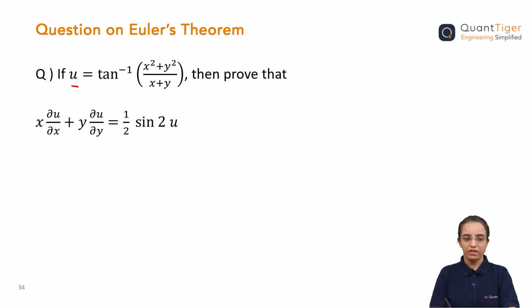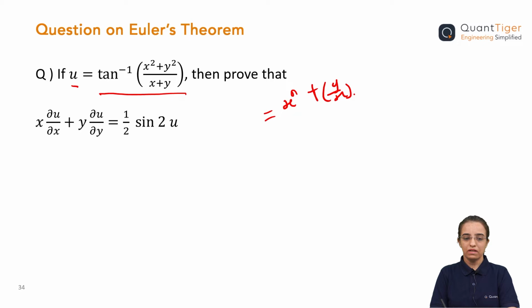Here u is given as a function of x and y, and we are asked to prove that x into del u by del x plus y into del u by del y is equal to 1 by 2 sine 2u. If you look at this given function, we cannot say it's a homogeneous function. Why? Because if it is homogeneous, then we have to write it in the format f of y by x, something like this.